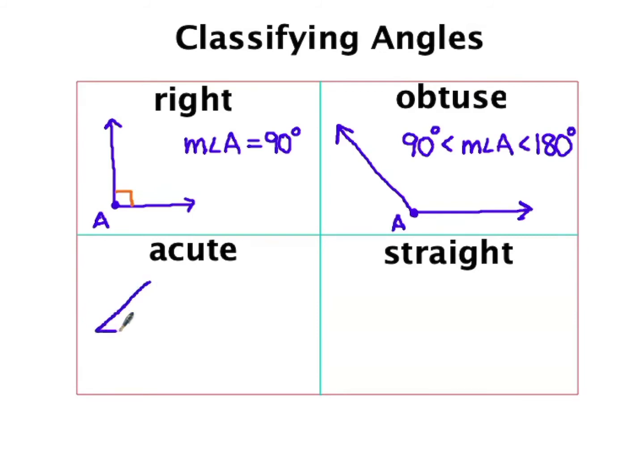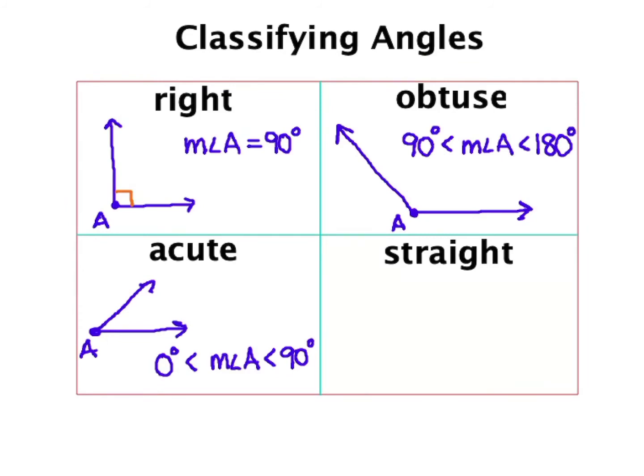All right, an acute angle. Acute angles are smaller than 90 degrees. So the measure of angle A would be less than 90 degrees. And just to be specific, I'm going to say that it would be bigger than 0 degrees. 0 would be on the small end, 90 would be on the big end is what that means.